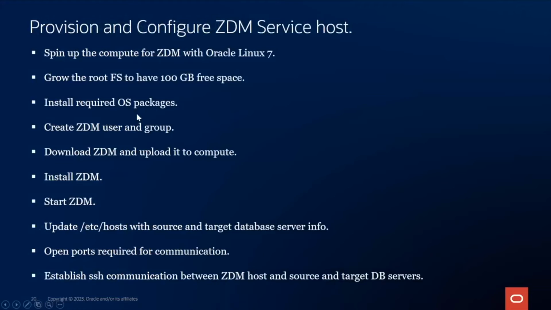The next thing is we have to have a ZDM host running. Ideally this should be on a separate VM or a separate server on your on-premise. It is very easy to create a VM in the cloud. Once you have it, you can have it in Oracle Linux 7 or maybe Linux 8, give it some space in the root, install some specific packages for the ZDM, and create a user and group. And then of course you can download the ZDM, upload it there and install it. So all of these things are really easy.